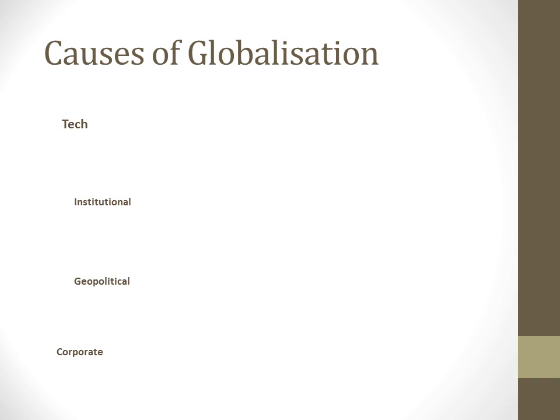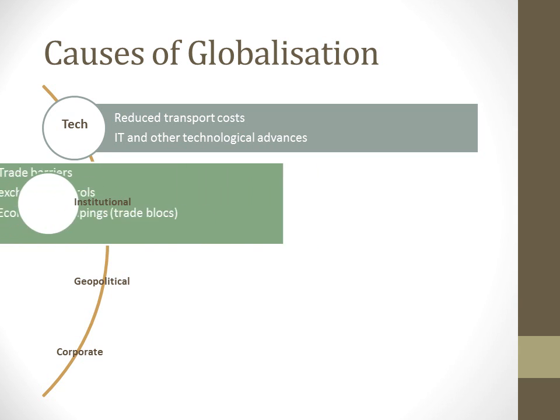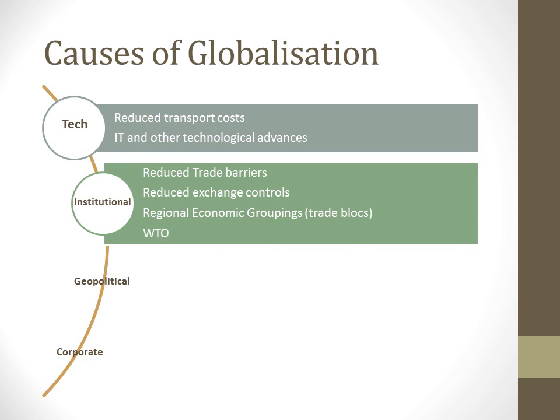There are many causes of globalization. I've split them into technological, reduced transport costs, information technology, communications technology, and other advances that have allowed the death of distance. Institutional changes, the reduction of trade barriers being the main one, and controls of foreign exchange.